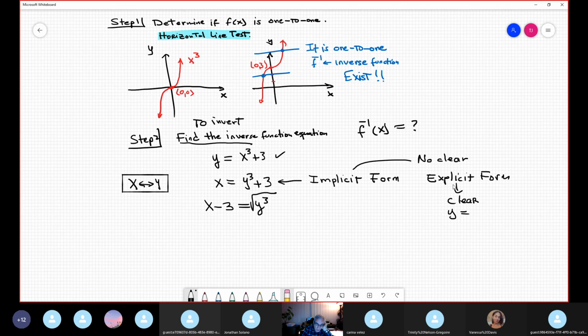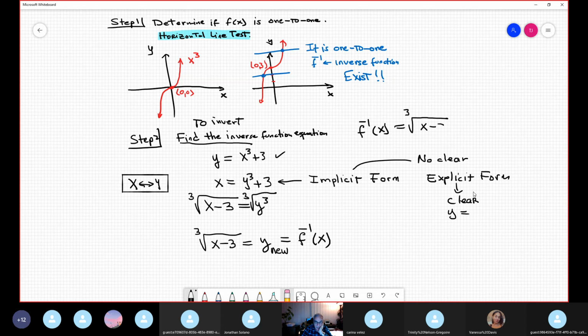You apply the cubic root to both sides, similar to what we do in radical equations. And we have the cubic root of x minus 3 equals y. Wow. And this new y represents the inverse function. The super fantastic conclusion is that the inverse function that I am looking for is the cubic root of x minus 3. Boom.